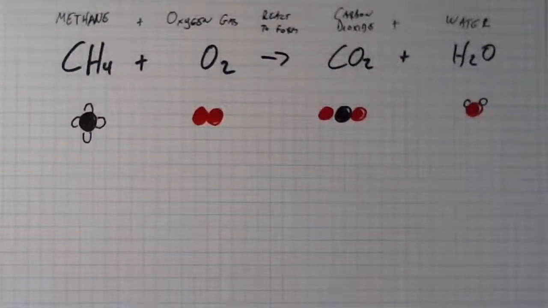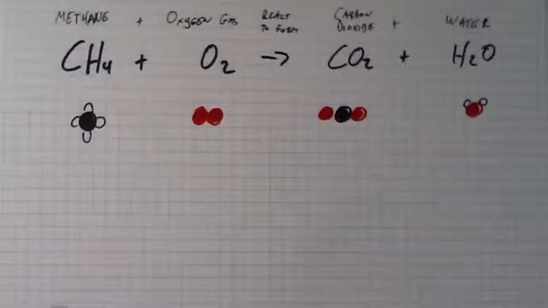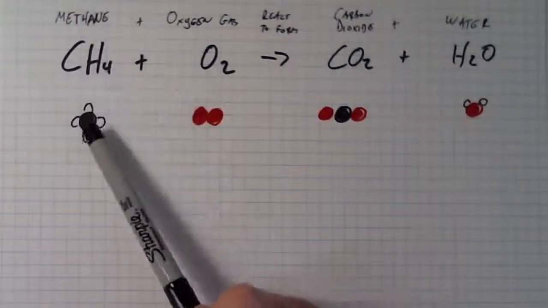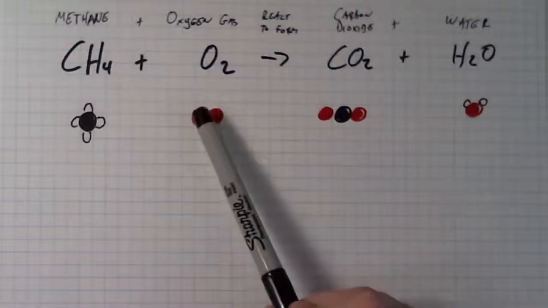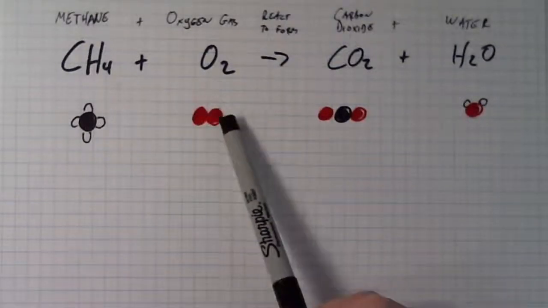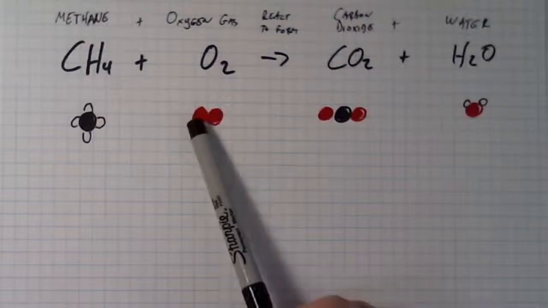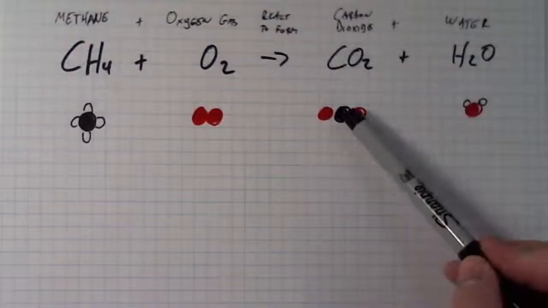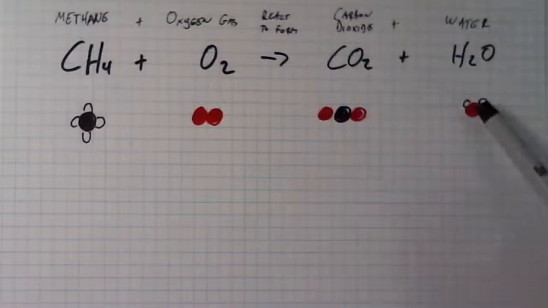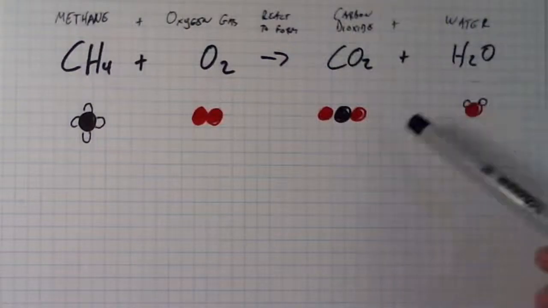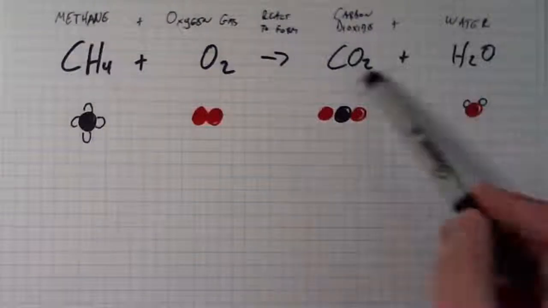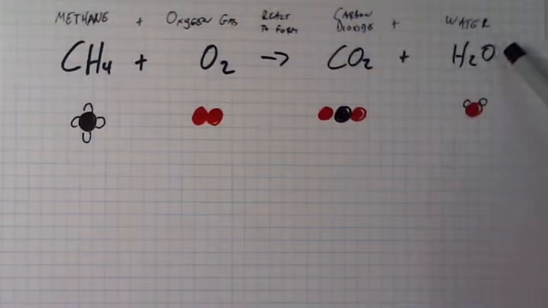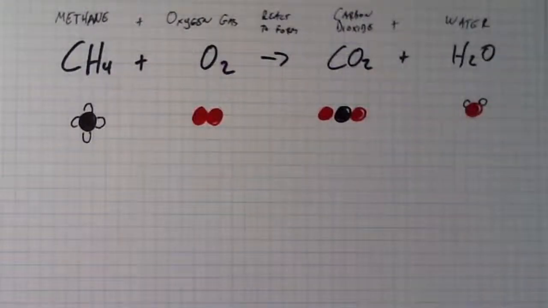Okay, and here you can see the atoms inside the molecule, or my drawing of the atoms inside the molecule. We have 4 hydrogens around 1 carbon in methane. Oxygen is 2 oxygen atoms in the molecule. Then we have carbon dioxide, 1 carbon, 2 oxygens, and then water. Now, if this is the first time you've seen this, don't worry about this. This is just another way to represent. This here means this here, okay?